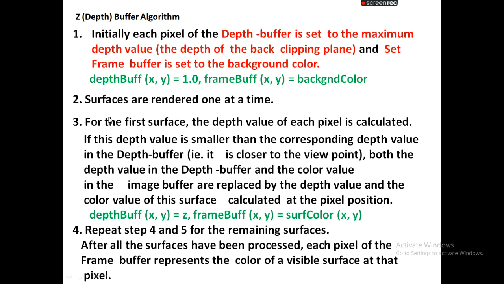When the processor wants to process the first surface, the Z buffer algorithm will compare the depth value of every pixel of surface S1 to the previous depth buffer value. This is the default depth buffer value. I will tell you the result of the comparison later. So we selected the first surface for processing. Now we'll go to the third step.